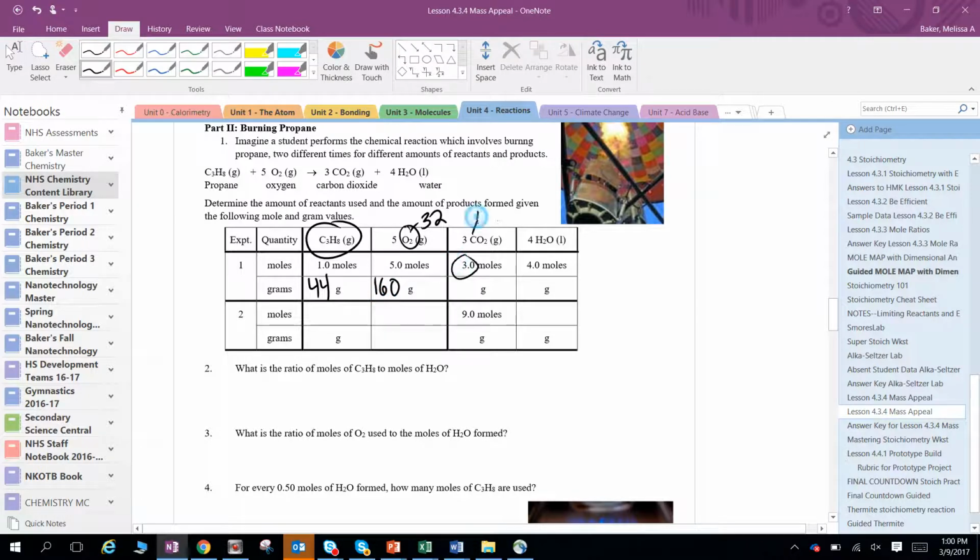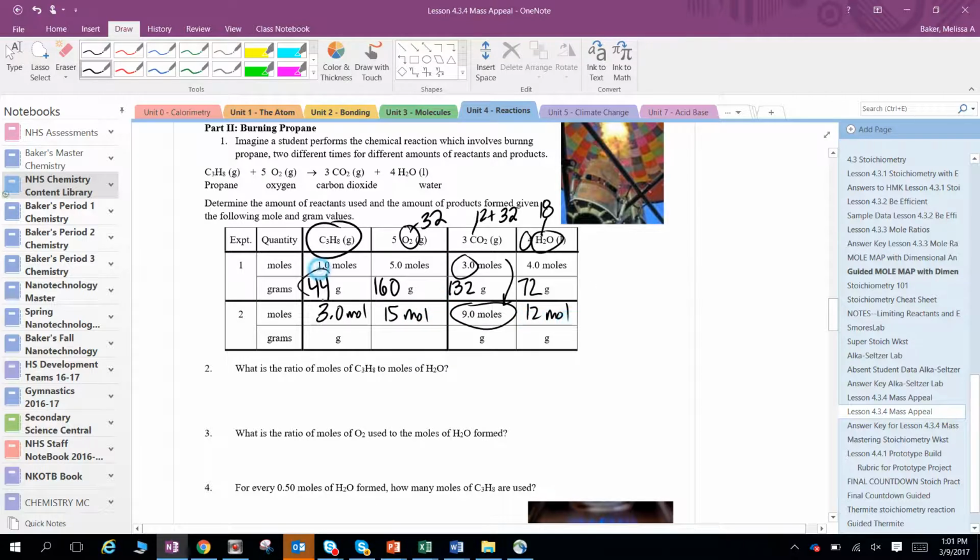3 moles of CO2, that's 12 plus 32, 44 times 3, 132 grams. And 4 moles of H2O, that weighs about 18 grams per 1 mole. So 4 moles would weigh about 72 grams. So now it looks like in experiment 2 you used 3 times as much. So this would be 3 moles, 15 moles, and 12 moles.